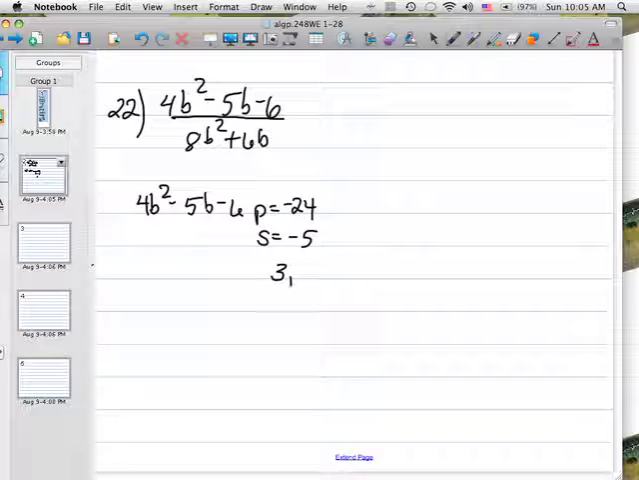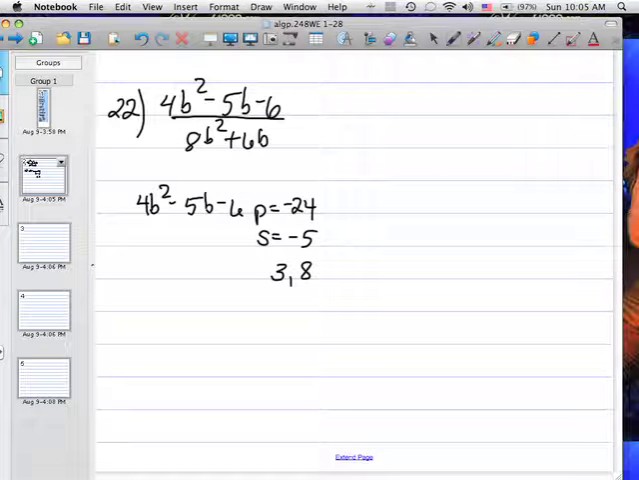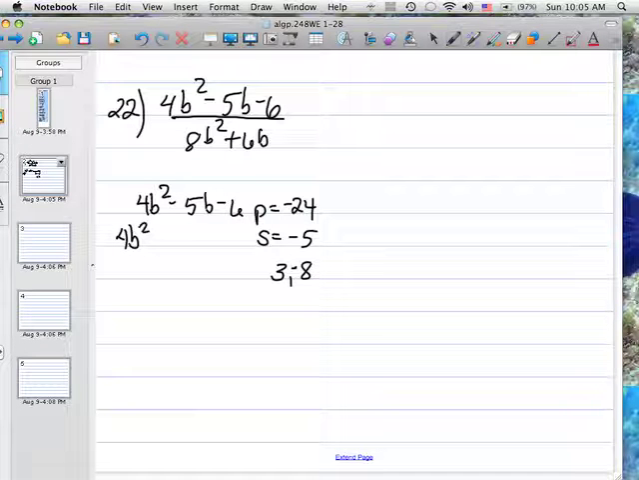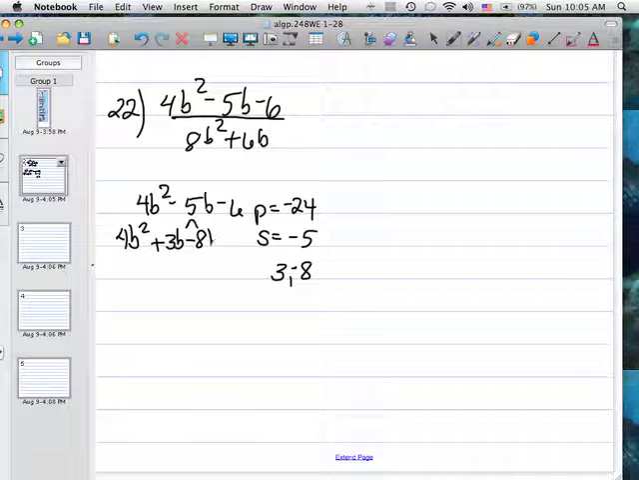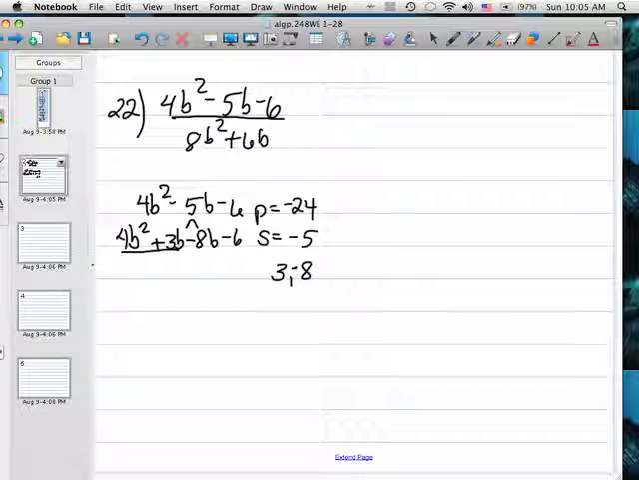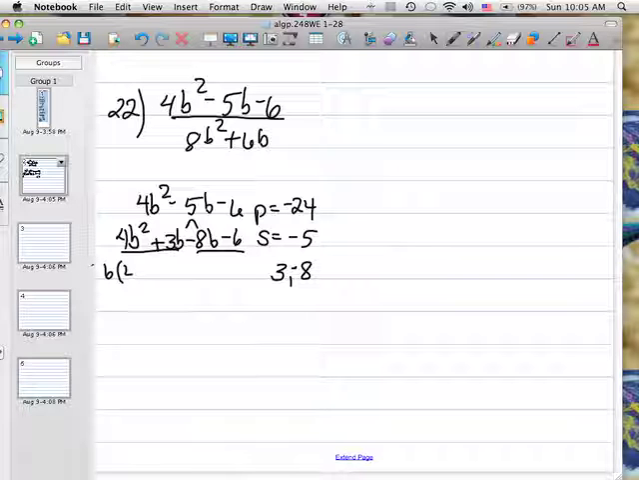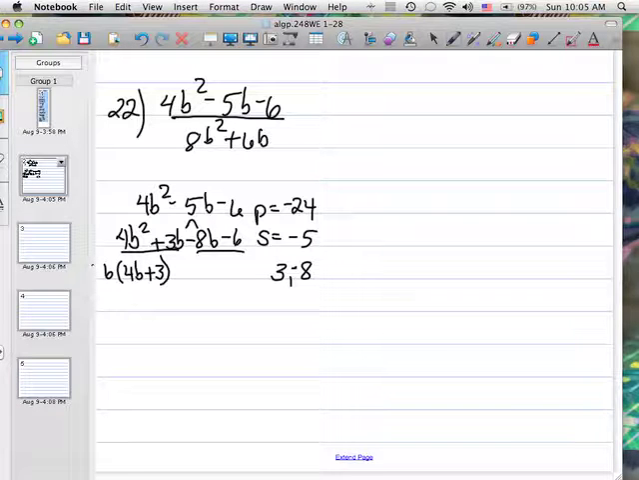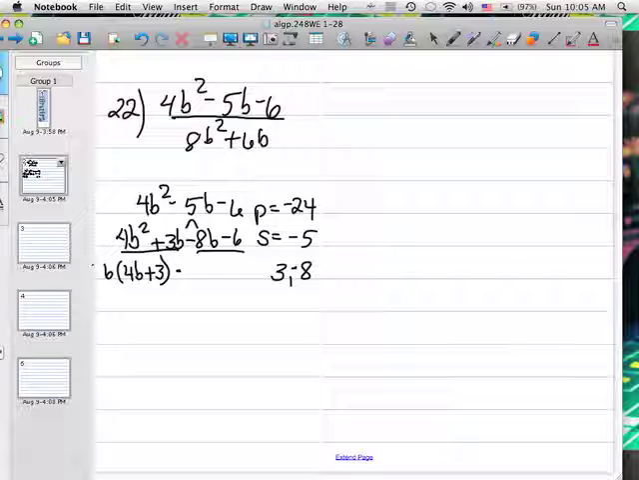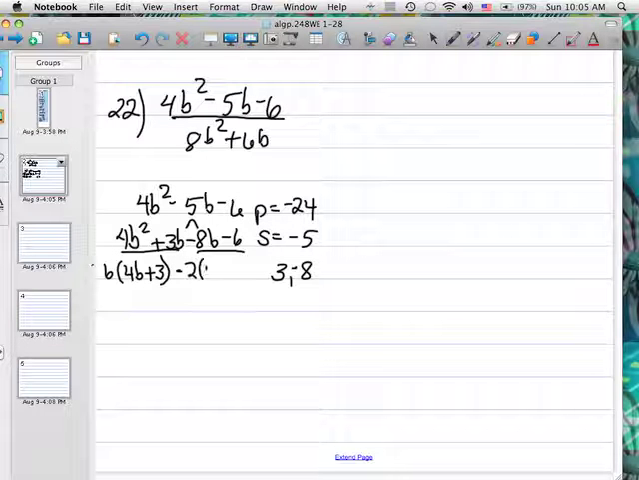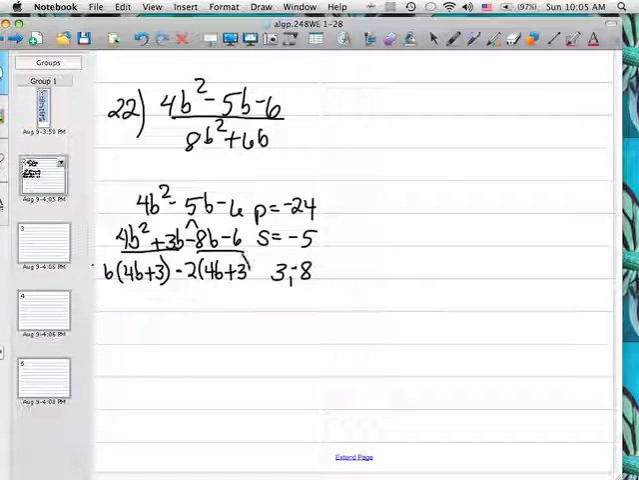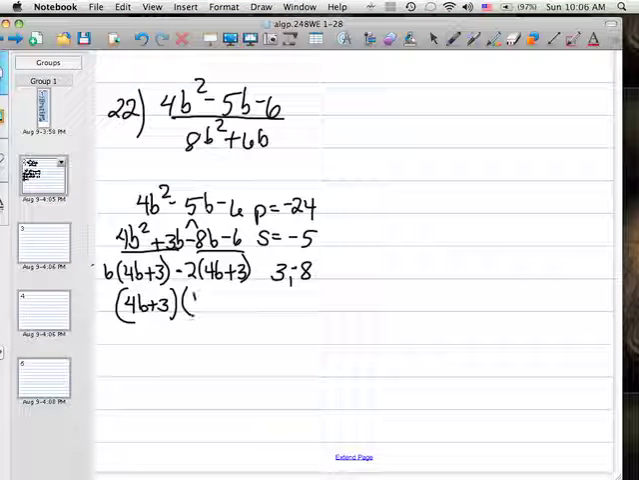And the two numbers that work are 3 and 8. Since the sum is negative, the 8 has to be negative. So split the middle, 4b squared plus 3b minus 8b minus 6. Group and pull out from the first pair a b, so that leaves you 4b plus 3. Checking the signs are opposite, so negative, pull out a 2, and you have 4b plus 3. So the factors are 4b plus 3 and b minus 2.